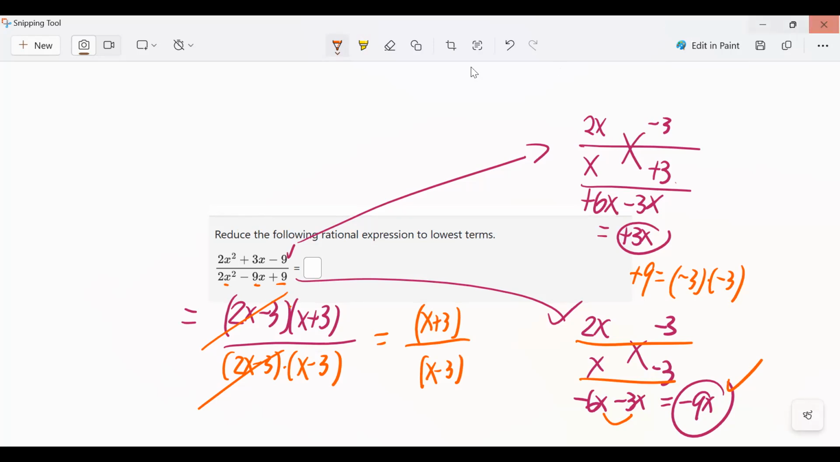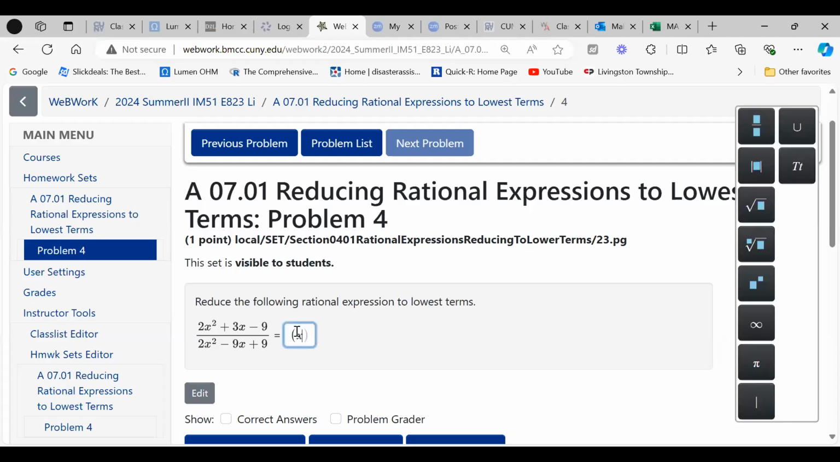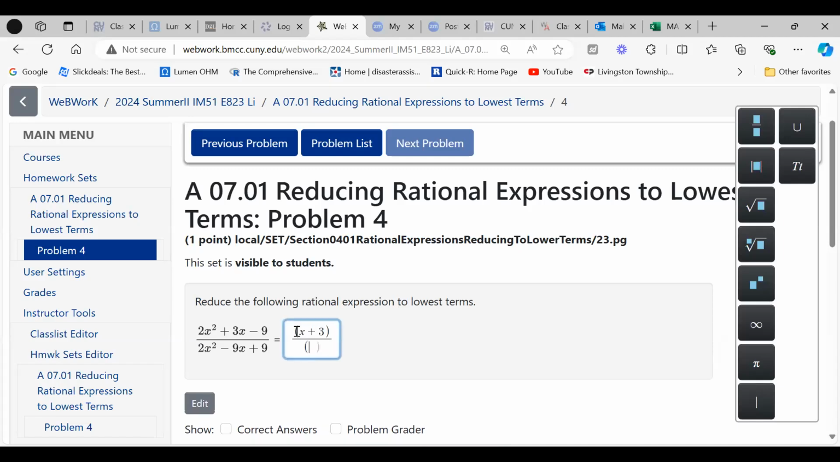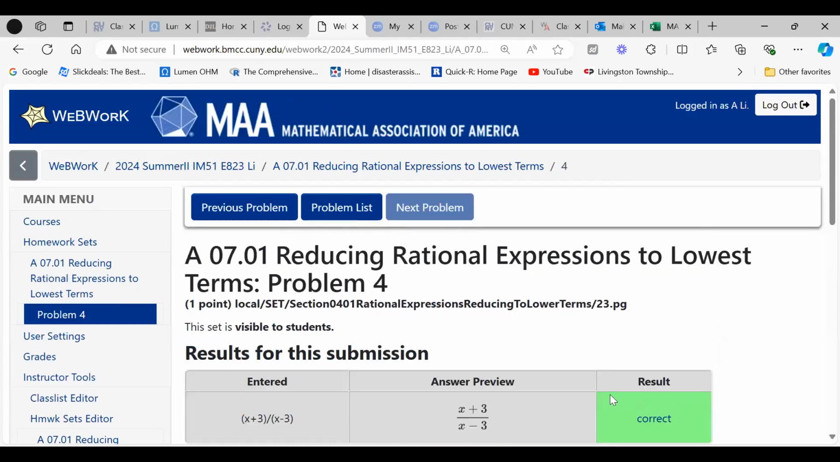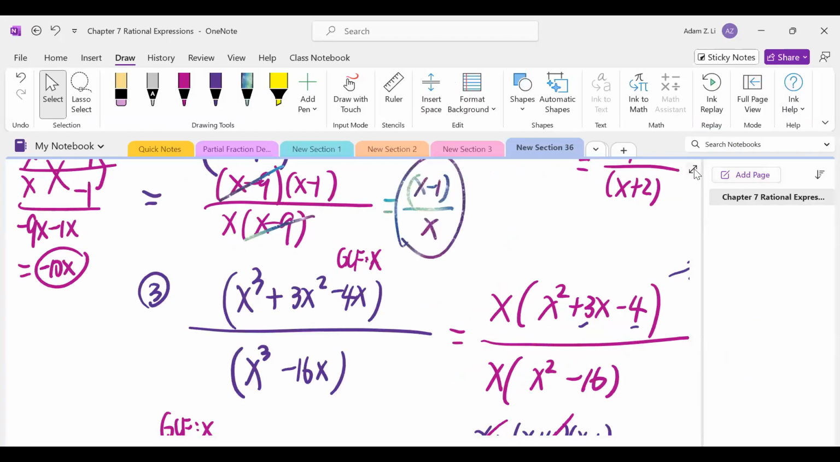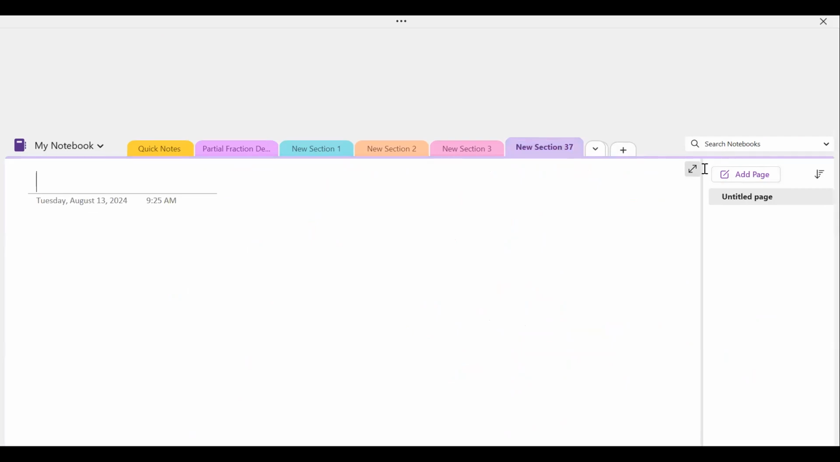Okay. Good. So let's go back to the answers here. Top x plus 3, on the bottom x minus 3. That's the correct answer. Okay, so that's everything on section 7.1 on the syllabus. On my course schedule, chapter 7 only requires this section. So we're gonna move on to chapter 8. We're gonna cover just 3 sections, and some of them are very basic stuff.